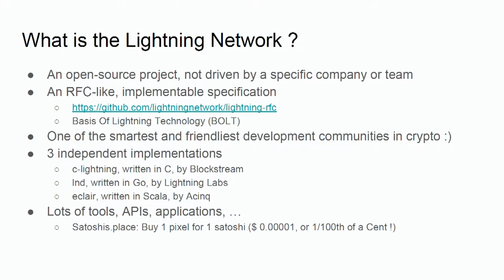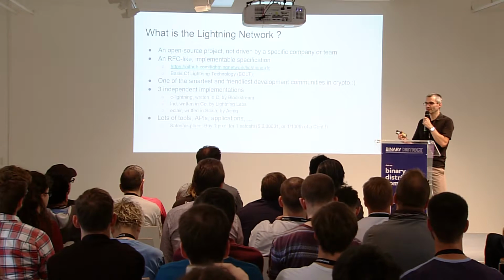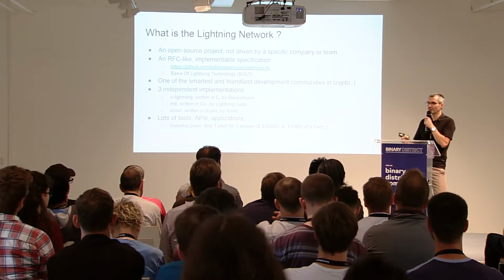There's Satoshi's Place. Who's heard of Satoshi's Place? I thought of including a screenshot, and I did not because it is absolutely not safe for work. But it's a very interesting concept because Satoshi's Place sells 1 pixel for 1 Satoshi. So you can instantly buy 1 pixel that you can draw for 1 Satoshi. 1 Satoshi is 1/100th of a cent. As far as I know, there is nothing else that enables you to buy something for 1/100th of a cent now.